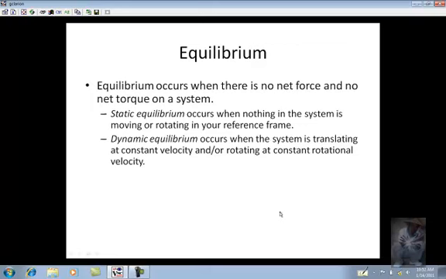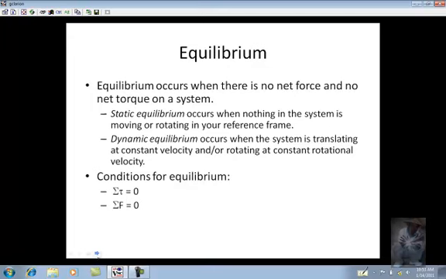Dynamic equilibrium occurs when the system is moving with constant velocity, so its linear motion is constant, and its rotational motion is constant as well. So if it's translating, meaning moving in a straight line with constant velocity, or spinning with constant velocity, or rotating with constant velocity. The conditions for equilibrium are simply that the sum of the torques equals 0, and the sum of the forces equals 0.